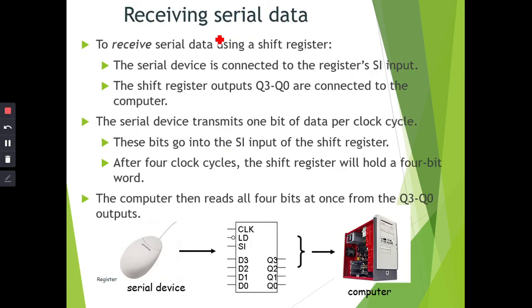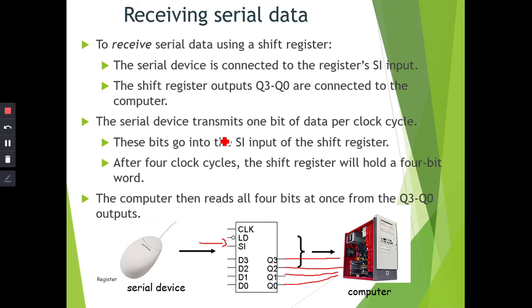Alright, so receiving serial data means we have a serial input, and we want to transfer it into the computer, which processes data in parallel. But the serial input device sends the data serially. So the serial device is connected to the register's SI. This is the input that will be connected. The shift register outputs Q0 to Q3 are connected to the computer, so all four are connected to the computer.